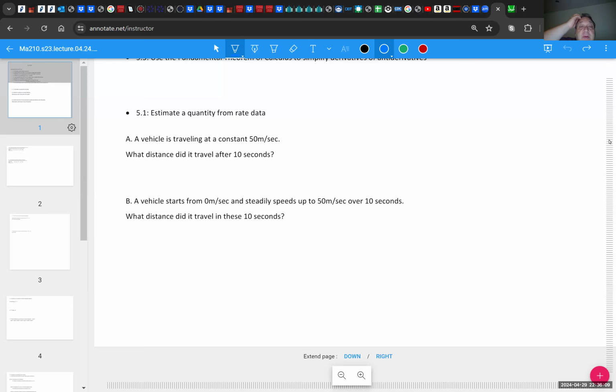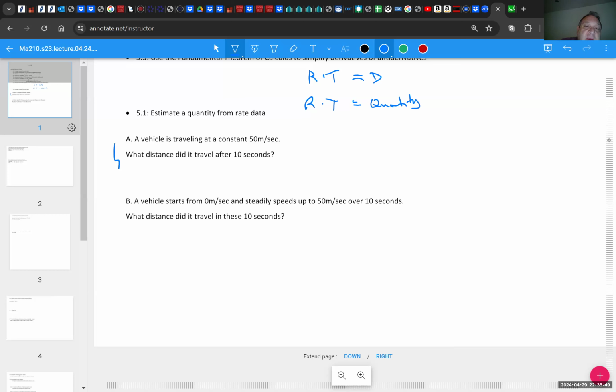My first example is a very straightforward one, example A. It says a vehicle is traveling at a constant 50 meters per second. What distance did it travel after 10 seconds? Many of you may remember the distance equals rate times time kind of thing. In general, anytime you have a rate times a time, you get a quantity.